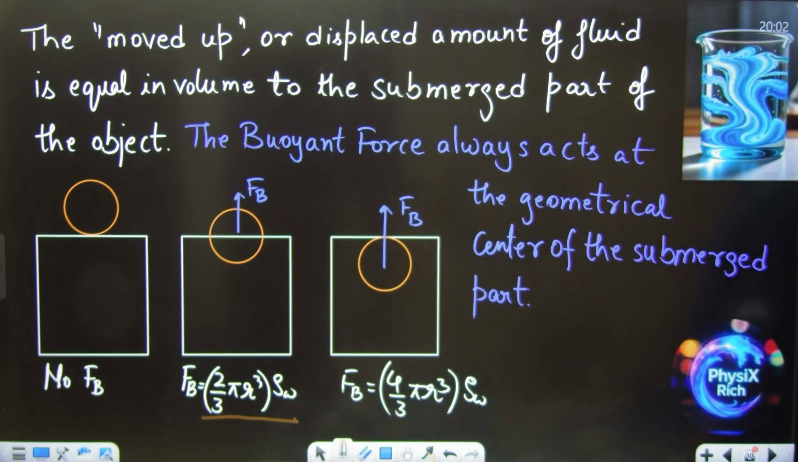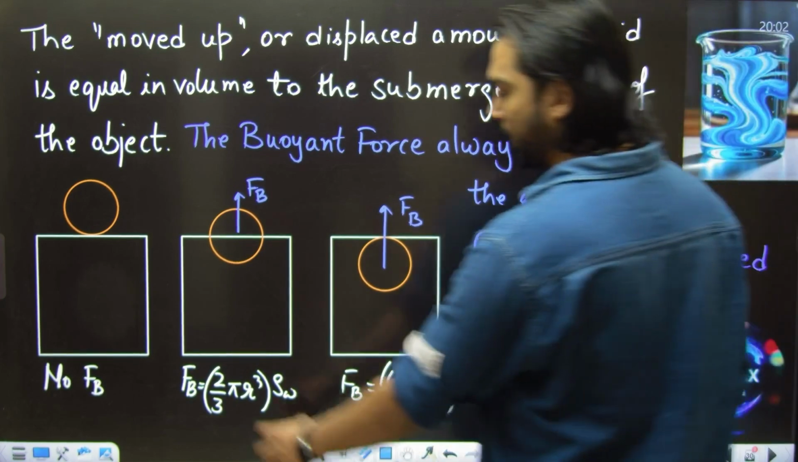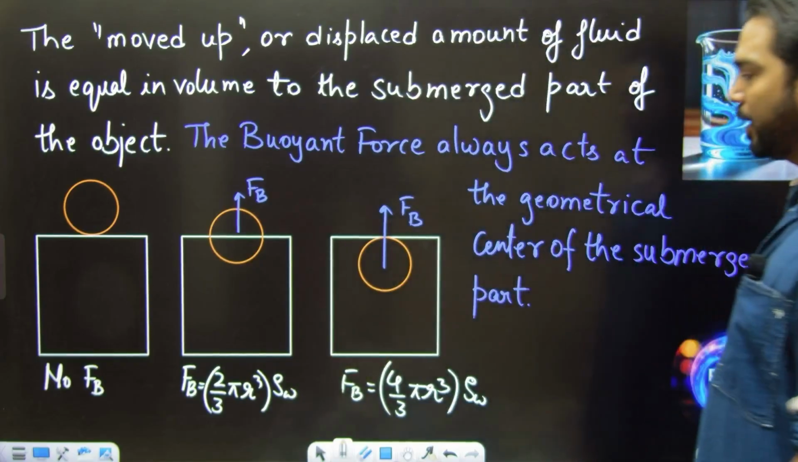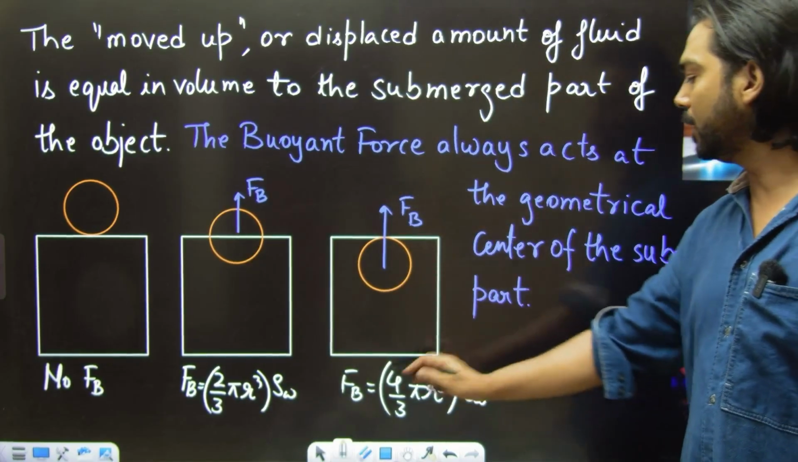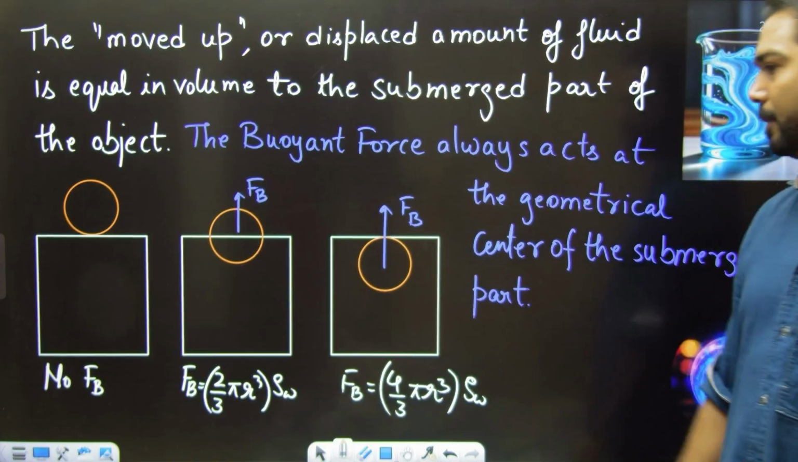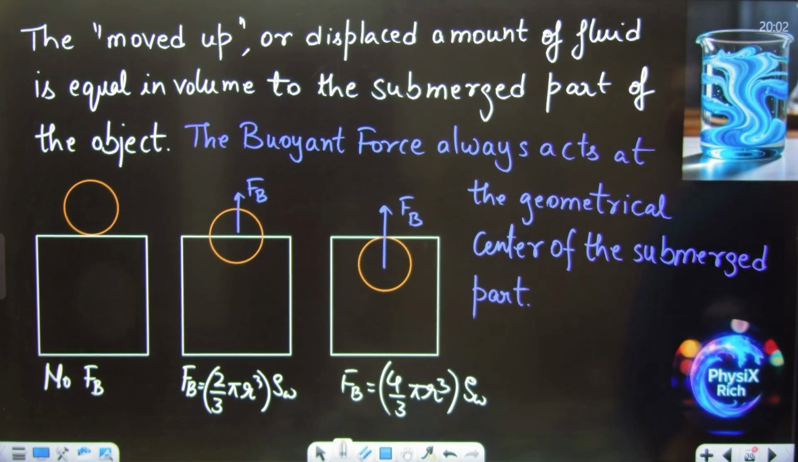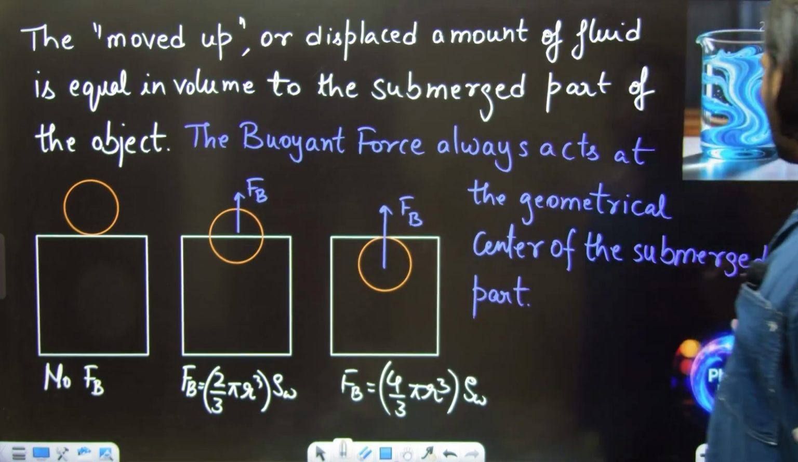So the weight of the hemisphere of the liquid will be the volume of the liquid multiplied by the density of water. And if you submerge it completely, then it will be the total volume of the sphere multiplied by the density of the water. Okay. So the buoyant force always acts at the geometrical center of the submerged part.